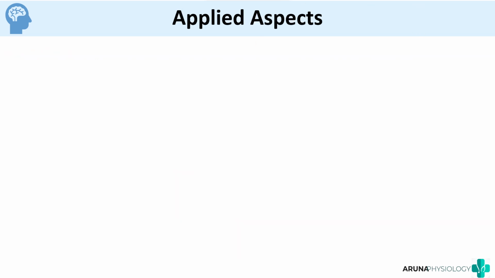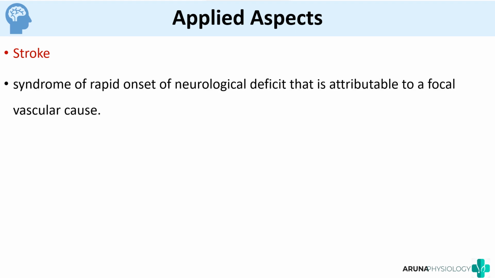Now moving on to some applied aspects, the most important applied aspect as far as cerebral blood flow is concerned is stroke. So what is stroke? It's a syndrome of rapid onset of neurological deficit that is attributable to a focal vascular cause. The person can have rapid neurological deficit because there's a focal vascular cause. There's a problem with the blood supply.